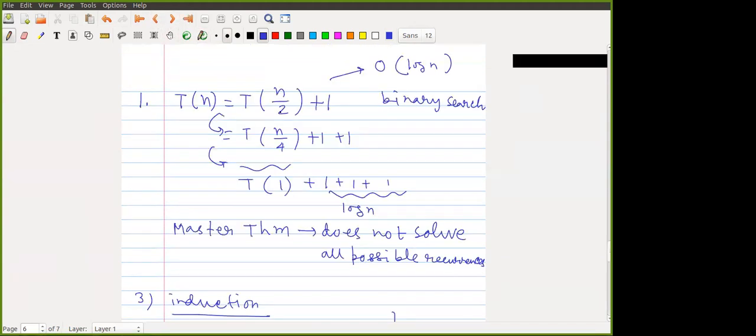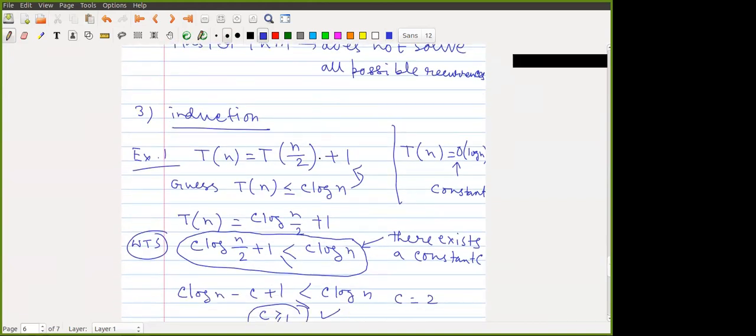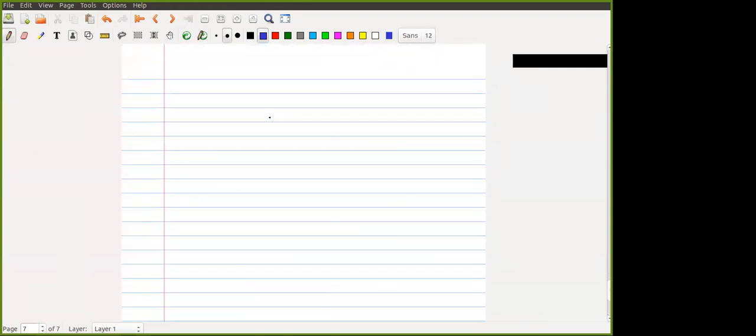So this induction is for binary search. This recurrence relation actually comes from binary search, right? Binary search has been covered, no?